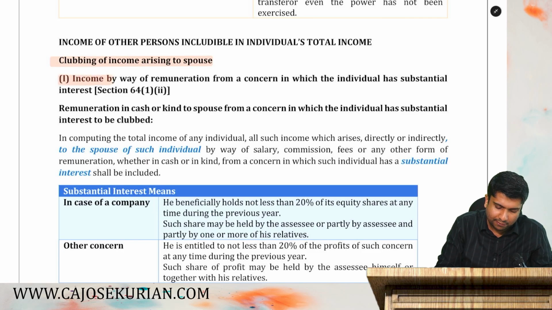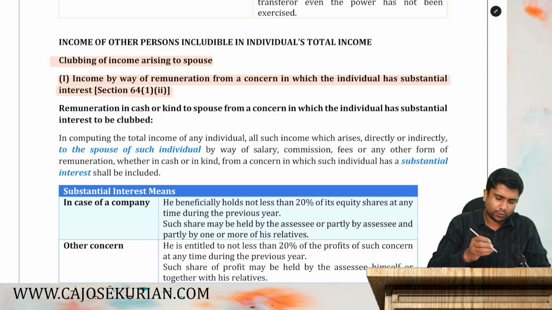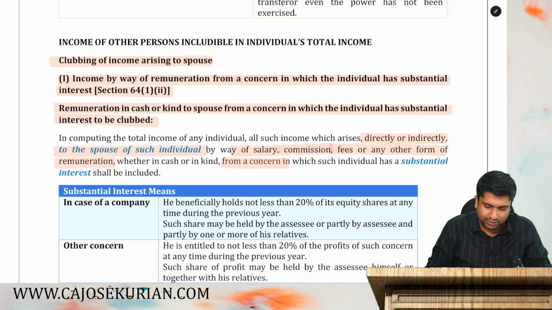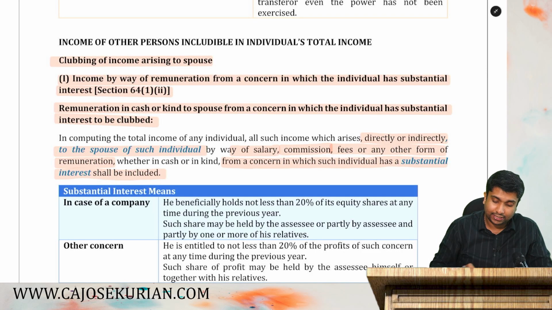Number 1, income by way of remuneration from a concern in which the individual has substantial interest. So let's understand what exactly is this point number 1. Remuneration in cash or in kind to spouse from a concern in which the individual has substantial interest is to be clubbed. In computing total income of an individual, all income which arises directly or indirectly to the spouse of the individual by way of salary, commission, fees or any other form of remuneration, whether in cash or in kind, from a concern in which the individual has substantial interest shall be included.